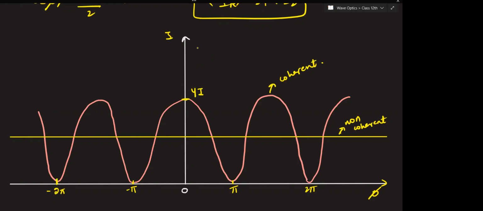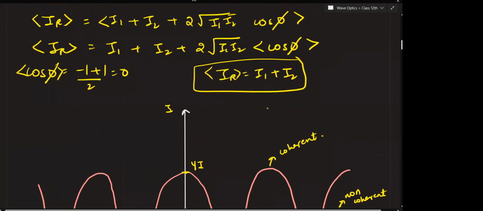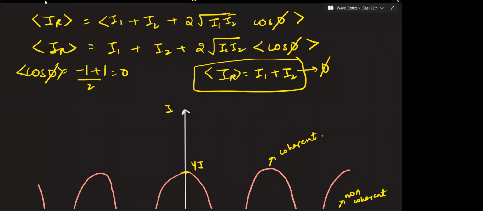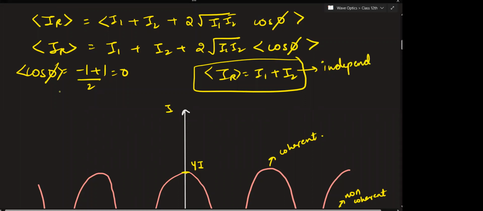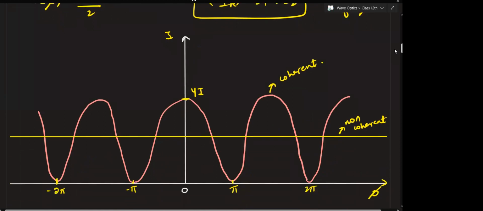And for non-coherent, what did we see? It was I1 plus I2. Is there any phi? No. So it is independent of phi. The average intensity in case of non-coherent sources is independent of phase difference. So the graph will look like a complete straight line. That's why this is the graph for non-coherent and this is the graph for coherent. All the intensities are at 4I only, because this is the maximum value. Pi, 2 pi, minus pi, minus 2 pi are the phase differences on the graph. Is it clear till here?